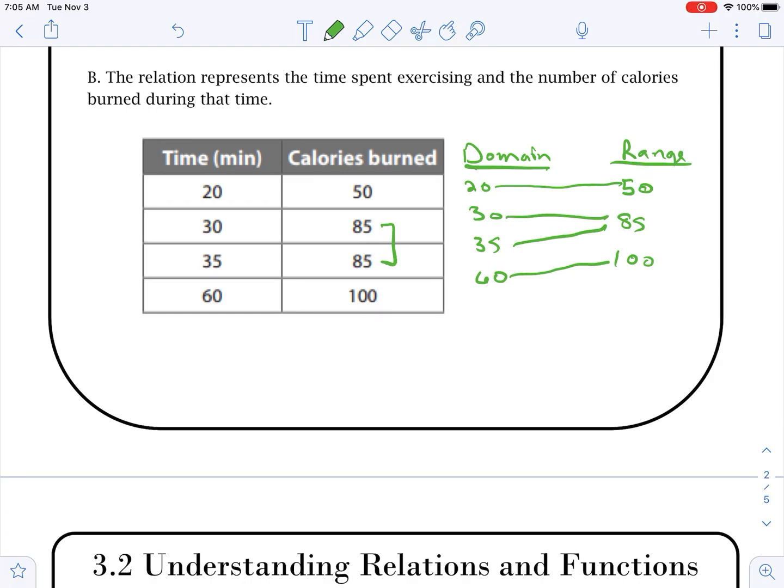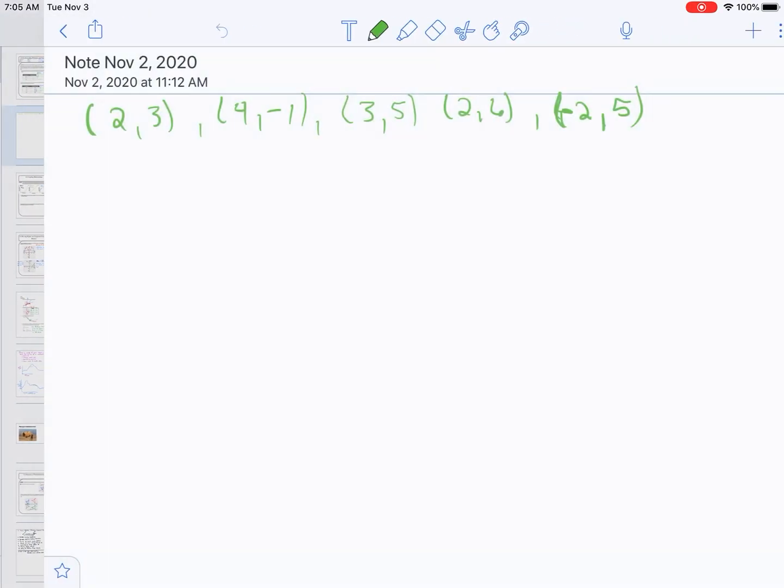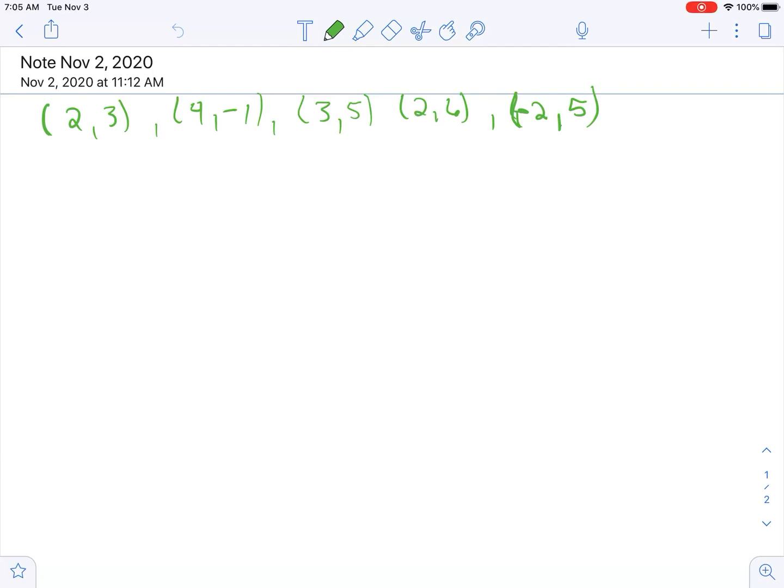And again, none of my domain values repeat themselves, so this would be a function. So I want you to go through on your piece of paper and write down these ordered pairs: (2, 3), (4, -1), (3, 5), (2, 6), (-2, 5). So I'm going to state my domain.